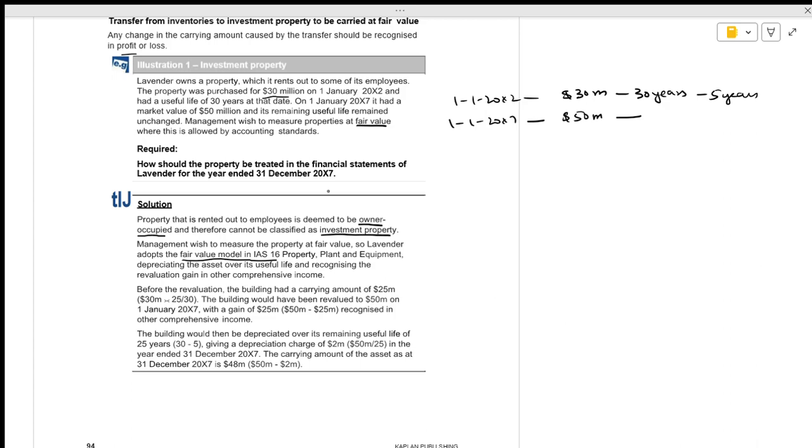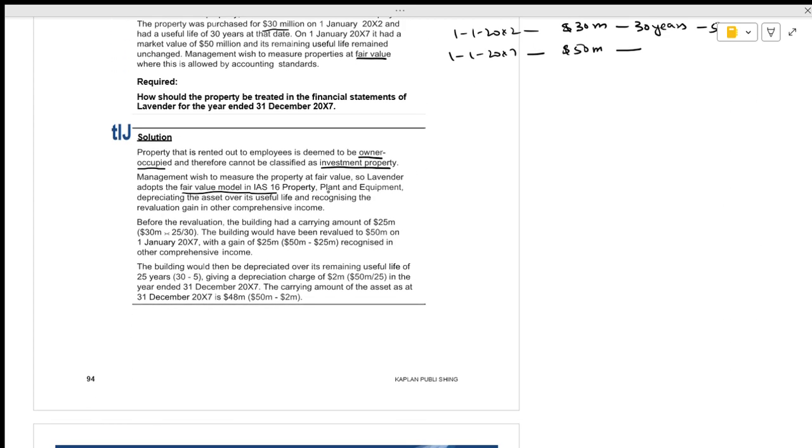Fine. Now, what is a very simple example? They have from 1/1/2002 to 1/1/2007. How many years? 5 years. Is it right? 30 is there, so 30 into 5 by 30. Minus 30 into 5 by 30 comes to how much? 30 minus 5 comes to 25. It comes to 25 million.